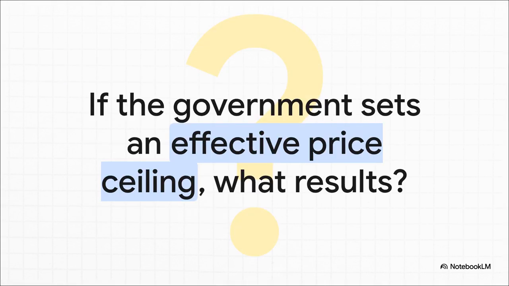All right, let's try 2 more. Question 3. The government sets an effective price ceiling on milk. What happens? And for question 4, the government adds a new tax on gasoline production. How does that impact the supply of gasoline?